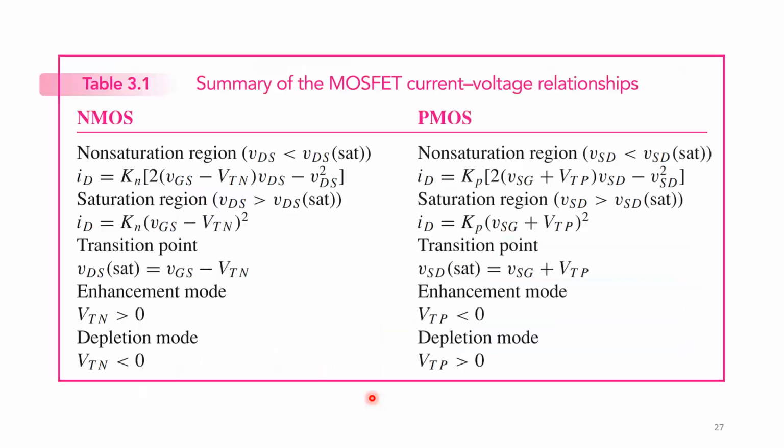So this is a summary of the MOSFET current-voltage characteristics. We have to check which expression of drain current we need to use. We'll have to check the value of VDS. Is it greater than or equal to, or less than VGS minus VTN? That's what you call the transition point, VDS sat or VSD sat.